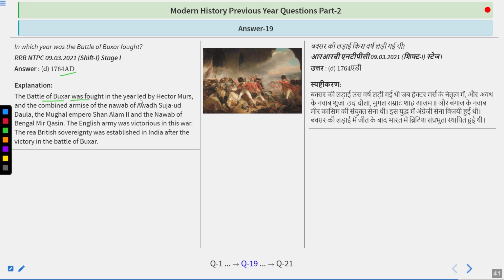The Battle of Buxar was led by Hector Munro against the combined armies of the Nawab of Awadh Shuja-ud-Daulah, Mughal Emperor Shah Alam II, and the Nawab of Bengal Mir Qasim. The English army was victorious in this war. British sovereignty was established in India after the victory in the Battle of Buxar. So this was one of the decisive battles of that time.